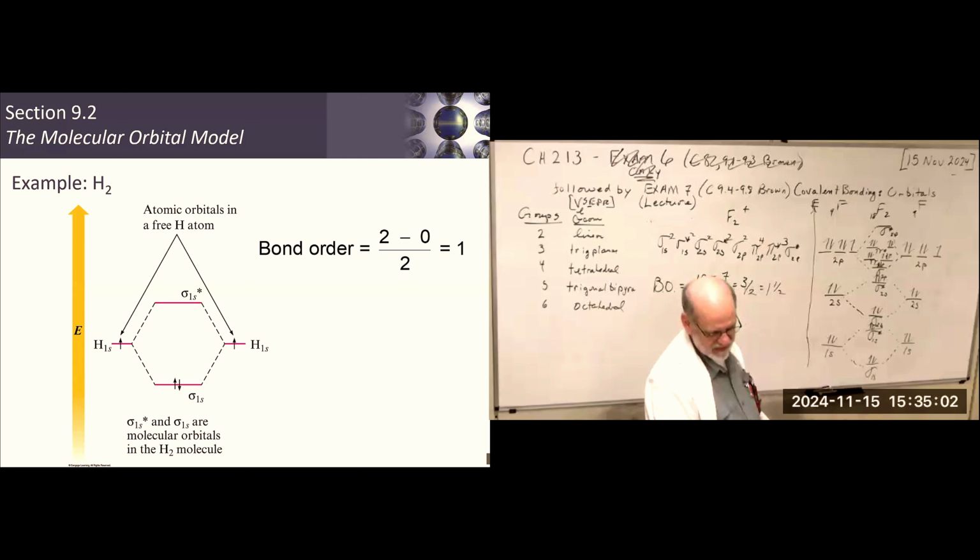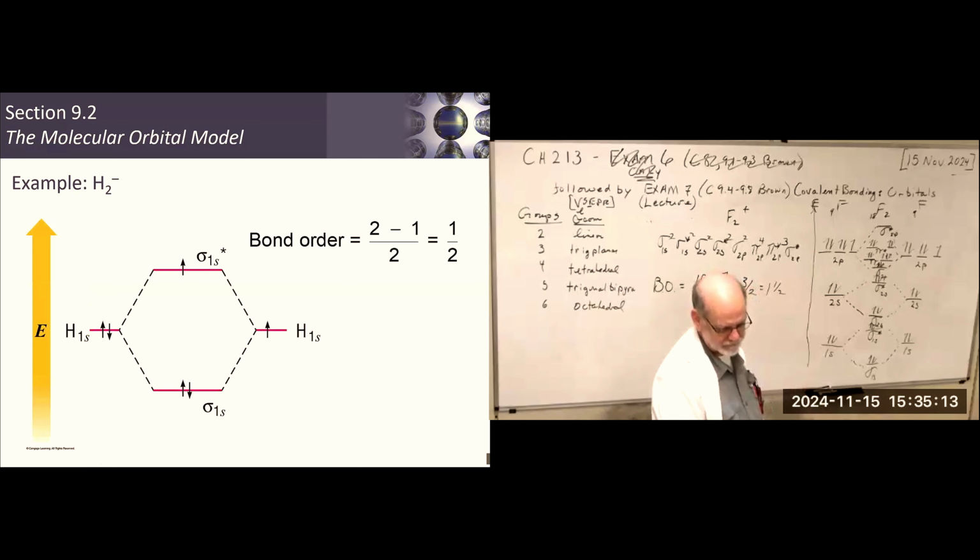Okay. That calculated for hydrogen, 2 minus 0 divided by 2 is 1. And that says there's a single bond between the hydrogen atoms, and that's what we observe. If we make the negative ion for hydrogen, we have to add the electron to an anti-bonding orbital, which reduces the bond order by half.